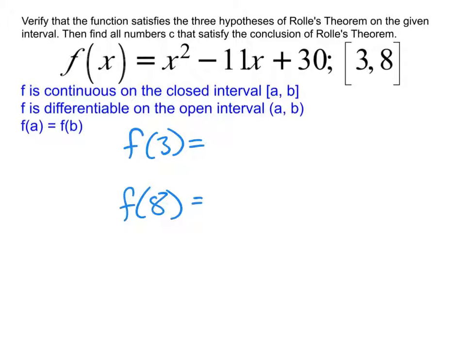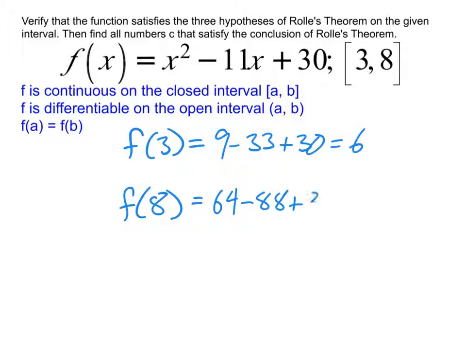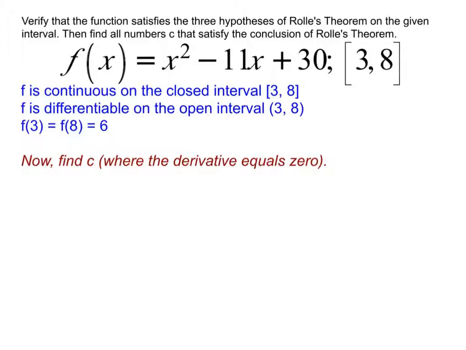So plug in the 3. If we plug in 3, that ends up giving us 9 minus 33 plus 30. Add them together, we get 6. Now, in order for us to be able to use Rolle's theorem, this next one will also have to be 6. We got to plug it in, we got to check it. So plug in 8, you get 64 minus 88 plus 30. Add them up, we do get 6. And so, yes, f of 3 does equal f of 8. They both equal 6. And of course, yes, we know it's continuous and differentiable as we talked about.